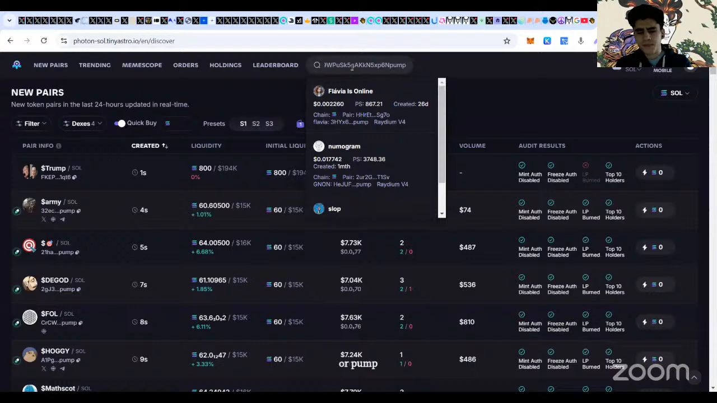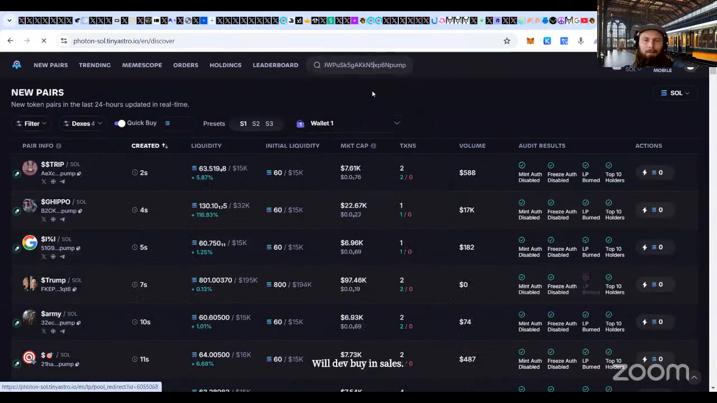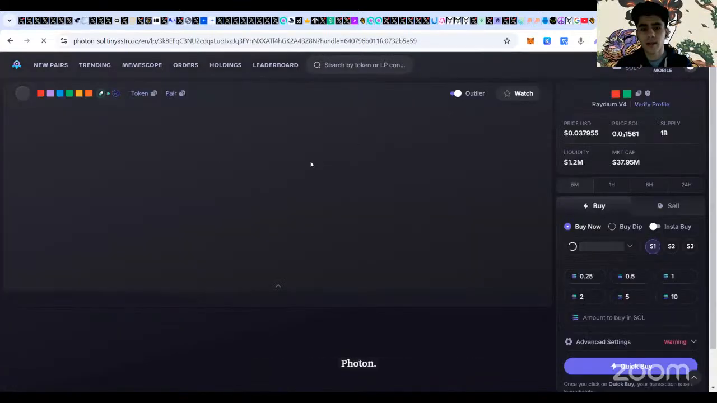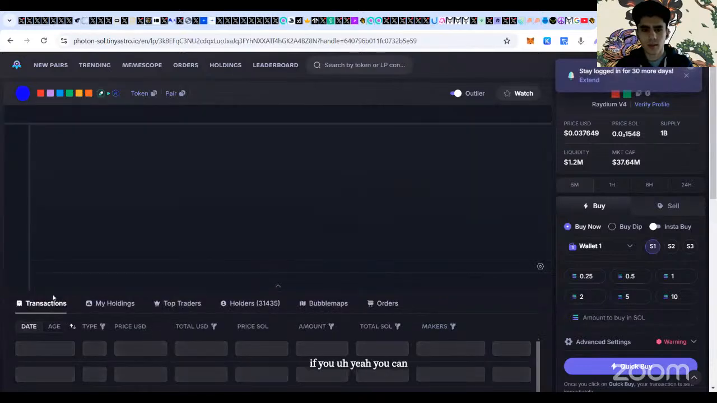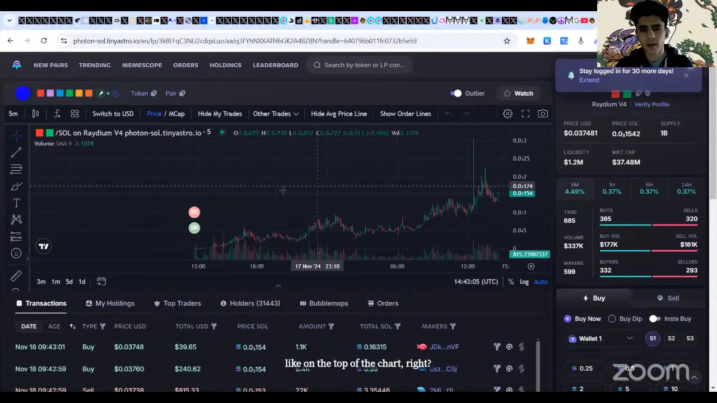Will dev buys and sells automatically populate on Photon? Yeah, you can see it on the chart actually. You can see it on the top of the chart, right? You can see, oh my god, look at this.